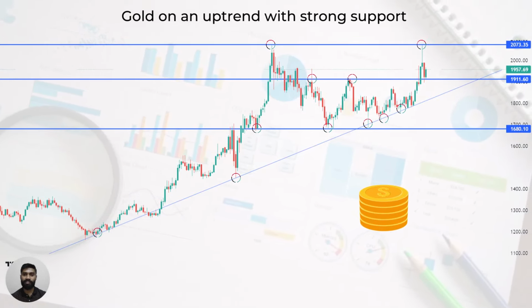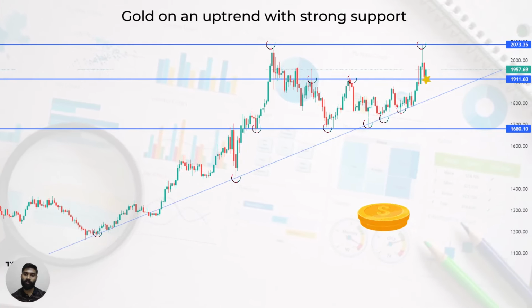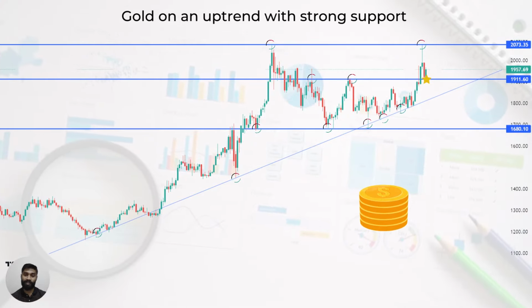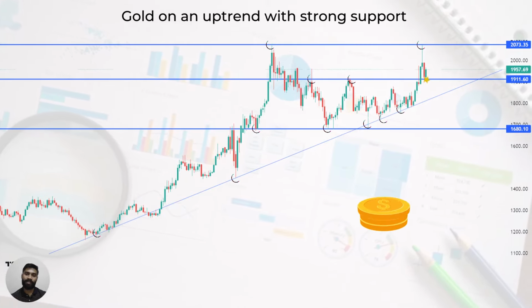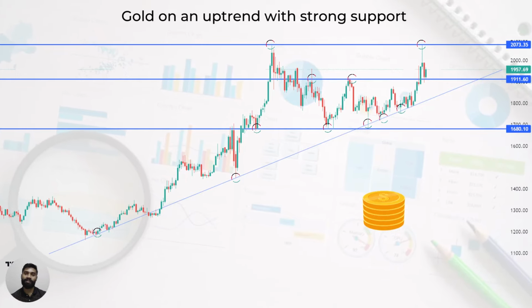It will be very interesting to see now, because even if it breaks through the support at $1,900, there is a very strong support on the upward trending line. Hence the prices might take the upward trending line as its support before resuming its uptrend.